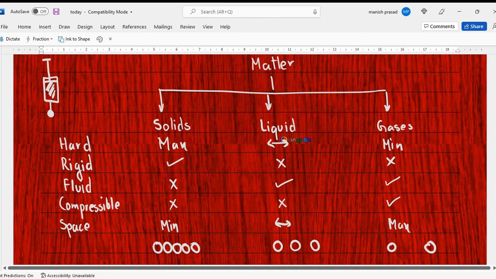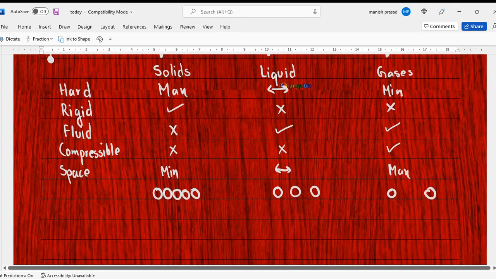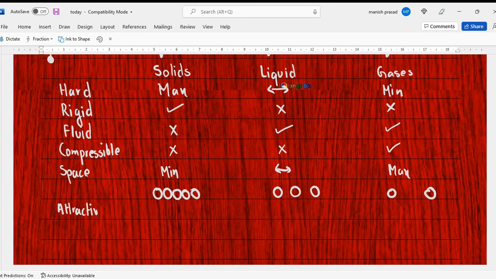Now, which one has the maximum attractive force? What do you mean by attractive force? Between the particles. Like these are the particles. Here the particles are there. So which one will have the highest attractive force: solids, liquids, or gases? Solids, yes, that's the maximum. And which one is the minimum? Gases. And liquid is always intermediate to both of them.